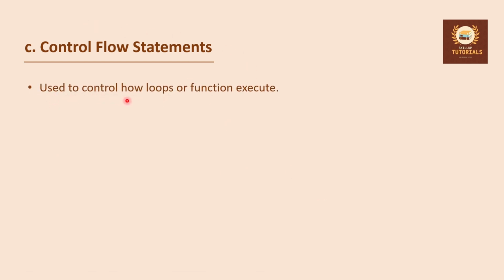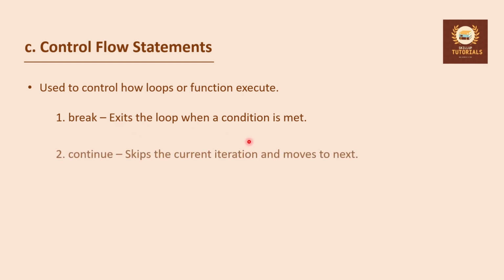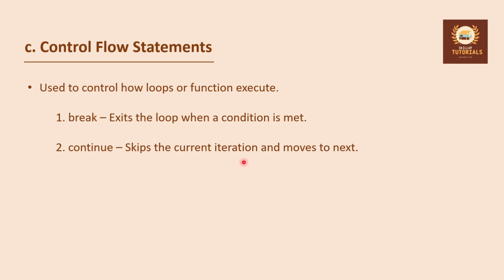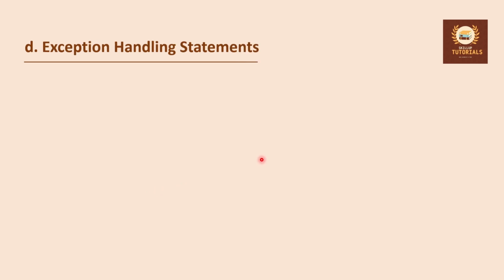And the next one is control flow statements. These are used to control how loops or functions execute. The first one is break. The break exits the loop when a condition is met. And continue skips the current iteration and moves to the next. The main difference between break and continue is that break will exit from the whole loop, but continue will just skip the current iteration only and move to the next line, that means the next instruction or statement. Then return. Return will exit from a function and returns a value.